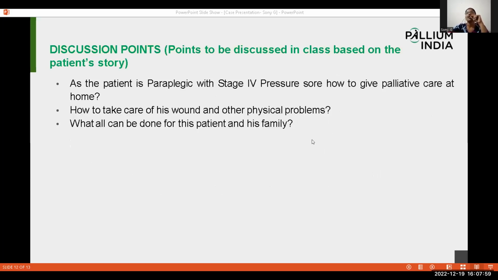Discussion points. As the patient is paraplegic with stage 4 pressure ulcer, palliative care at home, how to take care of his wound and other physical problems, what all can be done for this patient and this family.